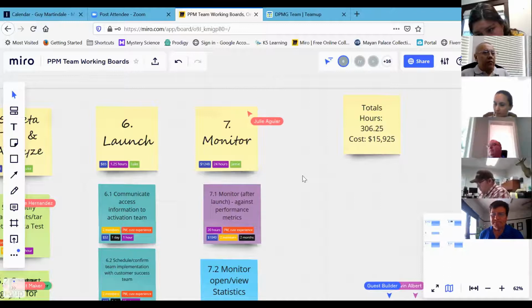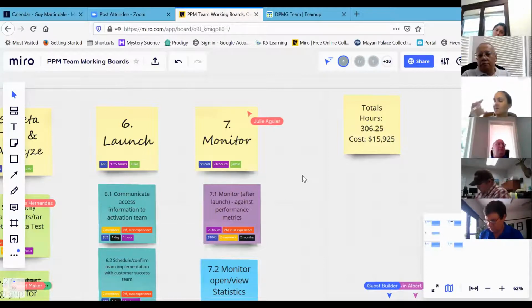So what was the original budget? It was 480 hours. Your original estimate was 480 hours and you're at 306, so it's roughly 174 hours less. Less, yeah. Do you know why?